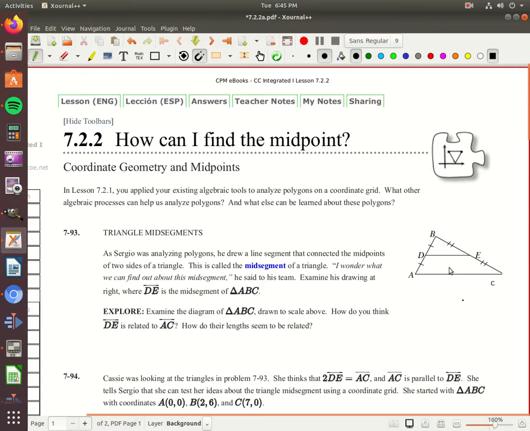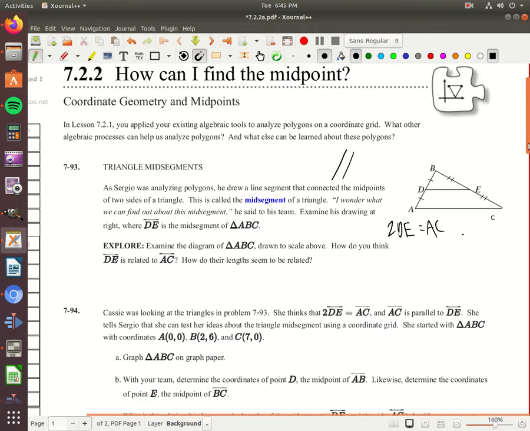Well, usually people say they're parallel, so that's one thing. We're going to see if they're parallel. The other thing that we're going to check, and sometimes people come up with this, is if I double DE, will it equal AC? So again, is 2 DEs equal to 1 AC? So that's what we're going to do.